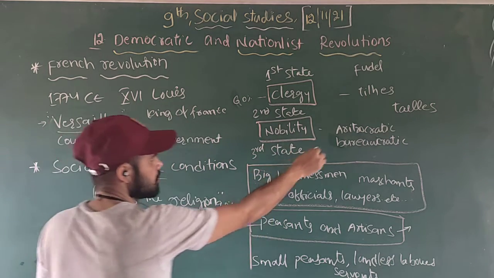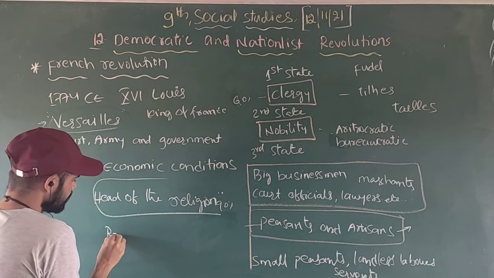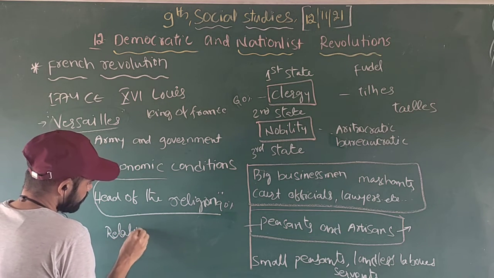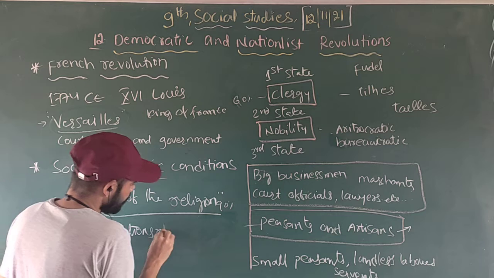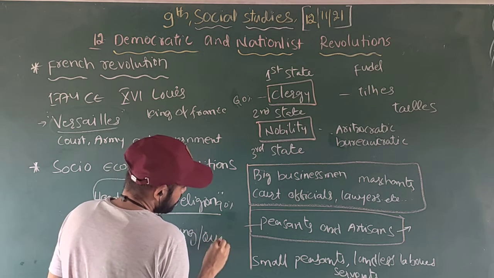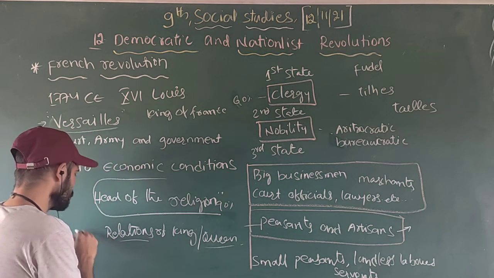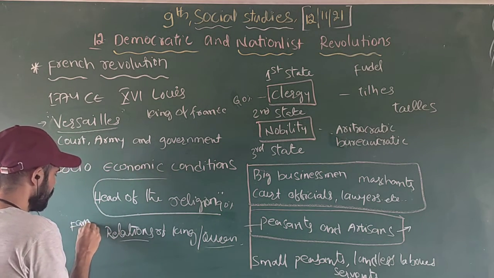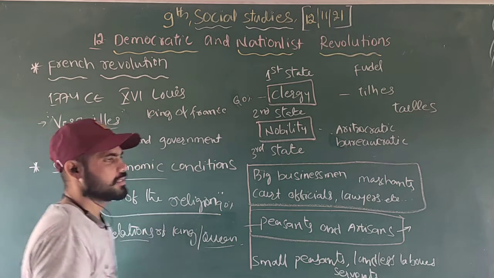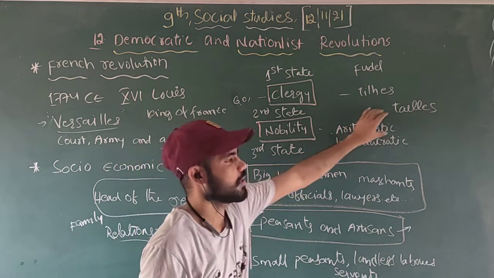What does it mean by aristocrats? Aristocrats means the people who are relations of the king or queen, the family members. The family members of the king or the queen are called the aristocrats.